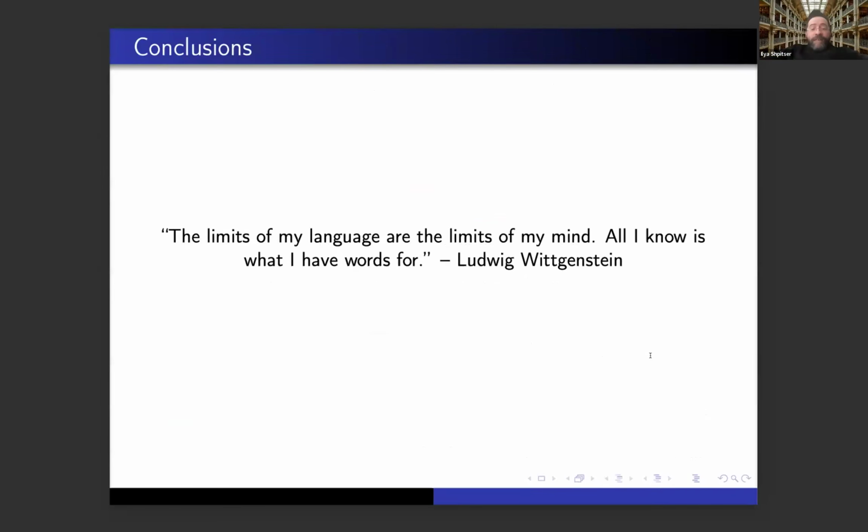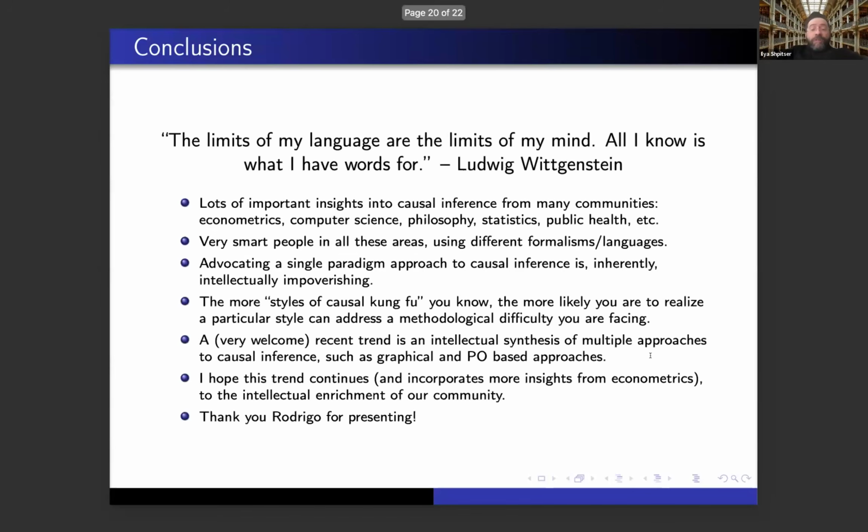So to conclude, I love this quote by Wittgenstein. I like to think about causal inference in accordance with this quote. The limits of my language are the limits of my mind. All I know is what I have words for. So I think there's lots of important insights into causal inference from lots of communities, which includes, of course, econometrics and computer science and philosophy, statistics, public health, social science, and so on.